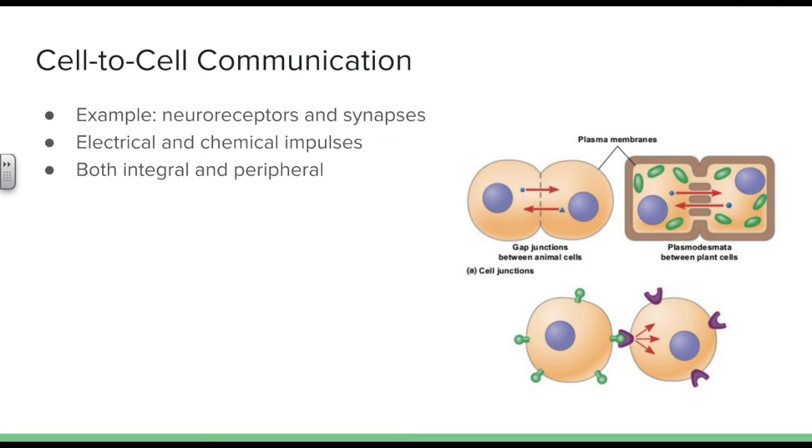Another function is cell-to-cell communication. For example, receptors for neurotransmitters at synapses, where neurons continuously gather information about the internal state of the organism and its external environment. They also evaluate this information and coordinate activities appropriate to the situation and the needs of the person. A real-life example is a nerve impulse, which is the transmission of a coded signal from a given stimulus along the membrane of a neuron. There are electrical and chemical impulses, and they are both integral and peripheral.